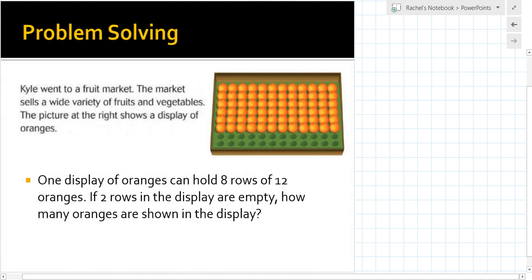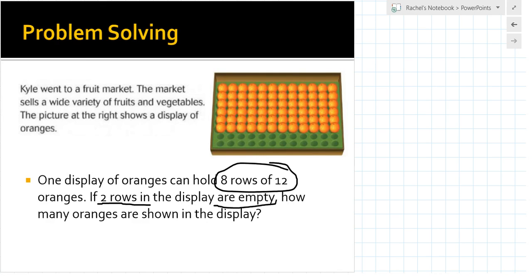Lastly, we looked at how we would see this in a word problem. We have an image here. Kyle went to a fruit market. The market sells a wide variety of fruits and vegetables. The picture shows a display. So this display can hold 8 rows of 12 oranges, but 2 rows are empty. So how many oranges are in this display?